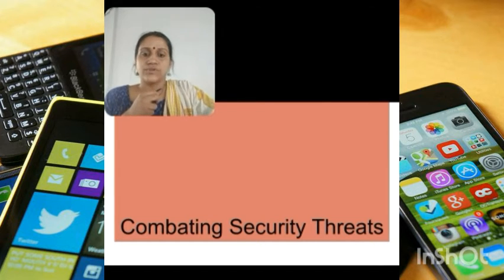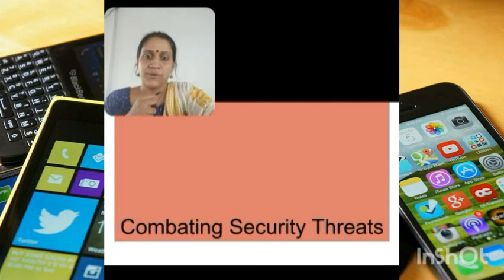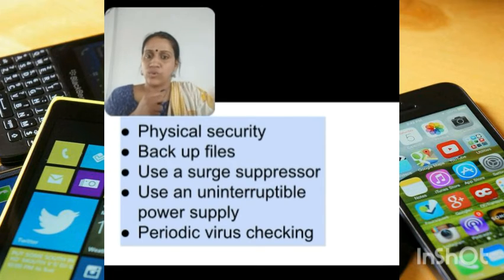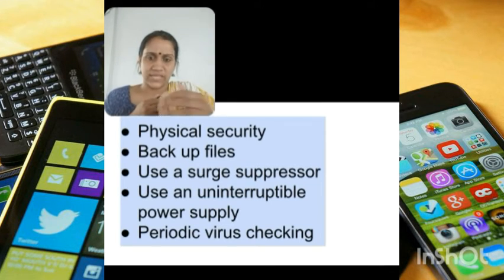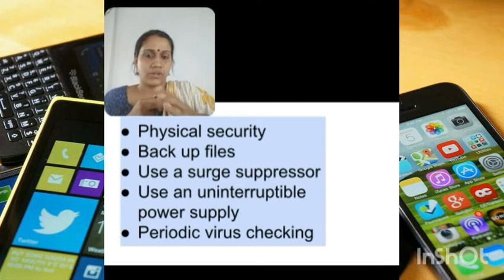Now, when I come to combating security threats, I have told you there are around 22 methods explained in the text, but I focus on very few, like these. First one is physical security. You can keep the doors locked and install locks or alarms for machines. Likewise, you can combat a security threat.